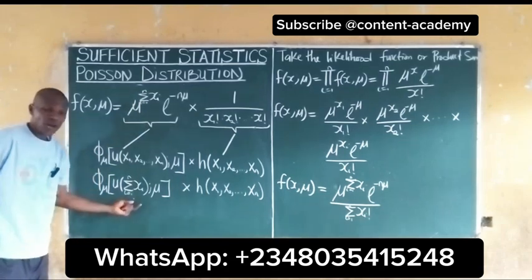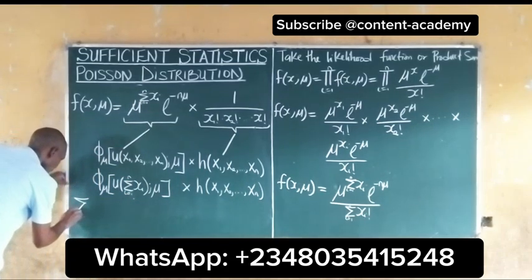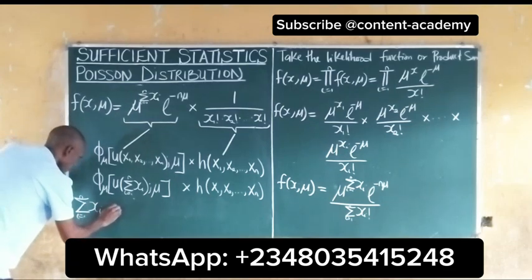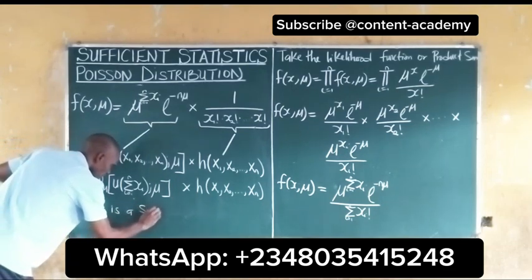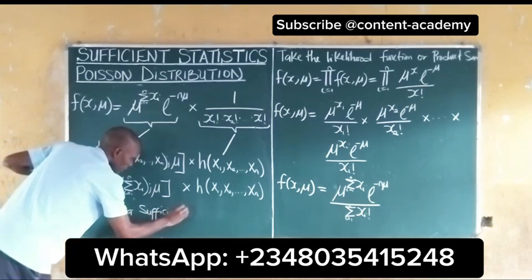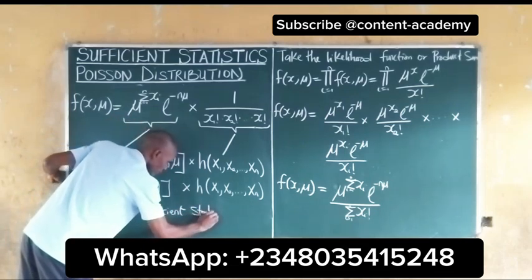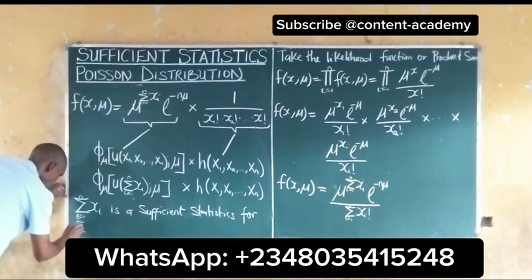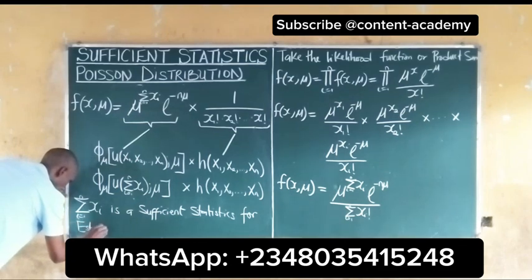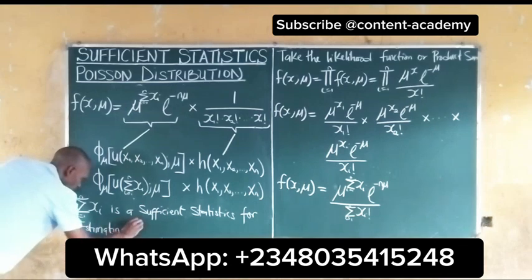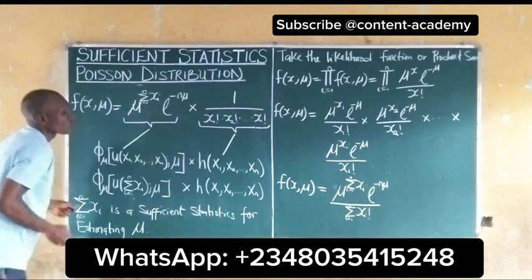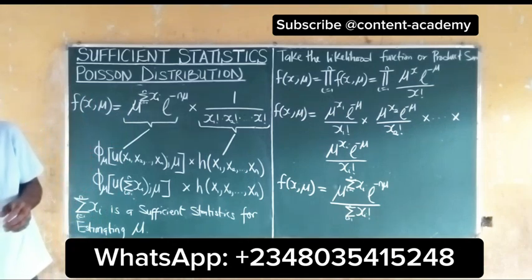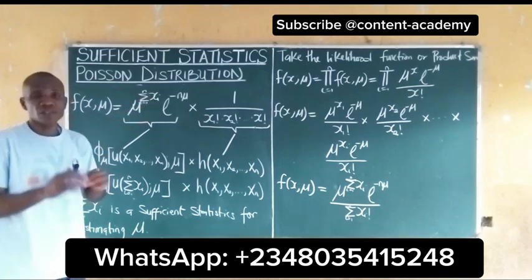So since we have written this, it is easier to state that the summation of xi is a sufficient statistic for estimating mu. So this is how we can use the factorization method to find the sufficient statistic for the Poisson distribution.